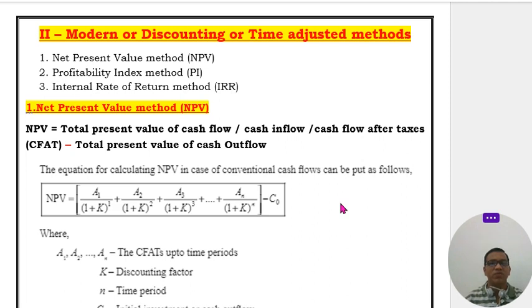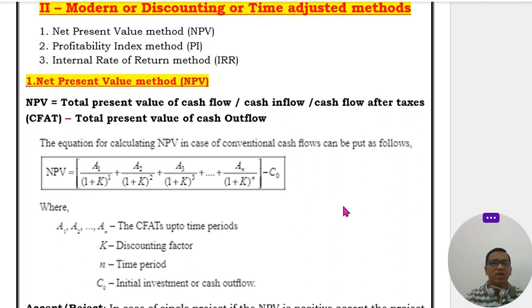Cash inflows are future cash flows, future values. These have to be converted into present values. How will you convert? By applying the time value of money, by multiplying with the present value table values at the required rate of return, the discounting factor, at the cost of capital. So how will you get NPV? Total present value of cash inflow minus cash outflow. This is the technical formula.